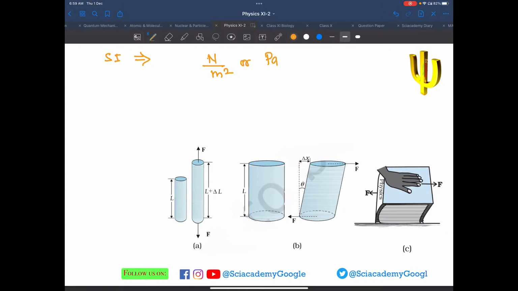and its dimensional formula you can write as M L minus 1 T minus 2. So this is the dimensional formula of the stress.